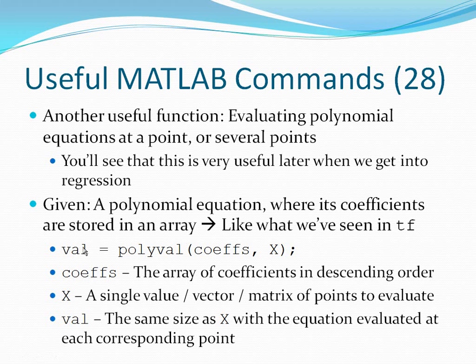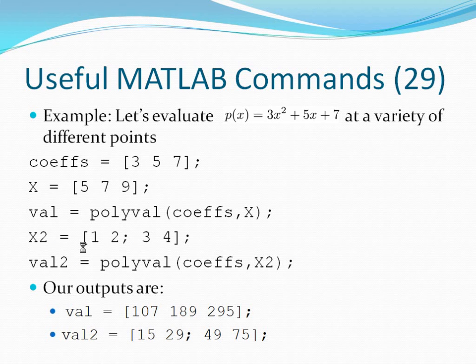So for example, let's evaluate 3x squared plus 5x plus 7. You're going to have 3, 5, and then 7, writing out the coefficients in descending order. If I had a 4x cubed and the x squared term didn't exist, you'd have 4, 0, and then 5 and 7. Then these are the points I want to evaluate at: x equal to 5, 7, and 9. When I run this, for the first element you substitute 5 and get 107. The next, you substitute 7 and get 189. And the next, you substitute 9 and get 295.